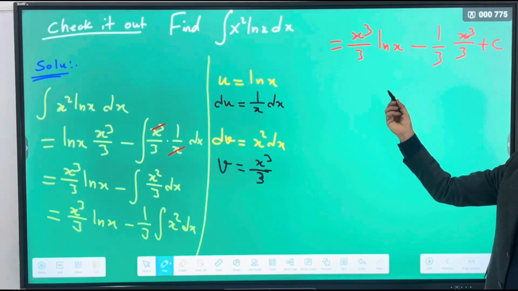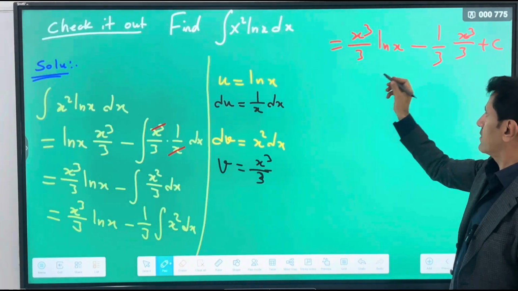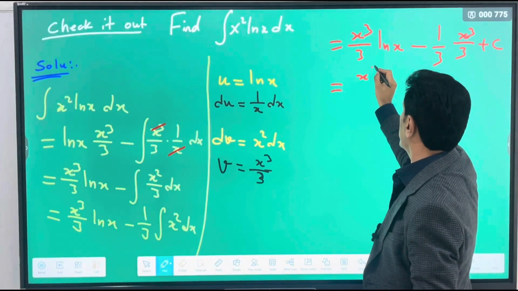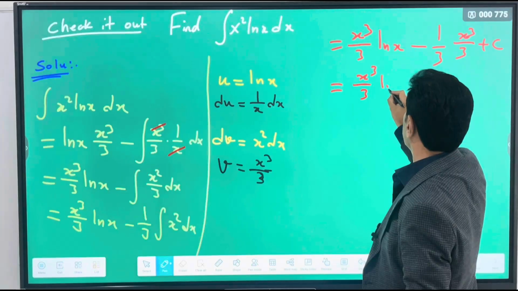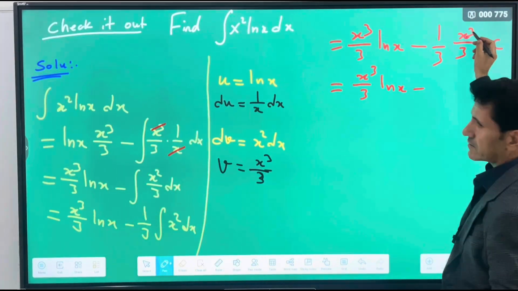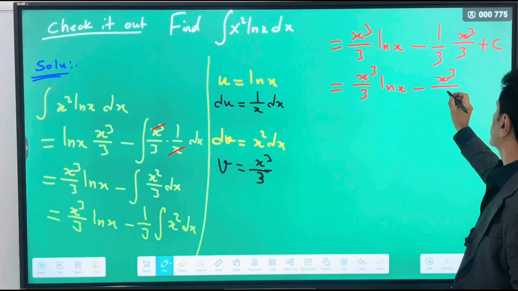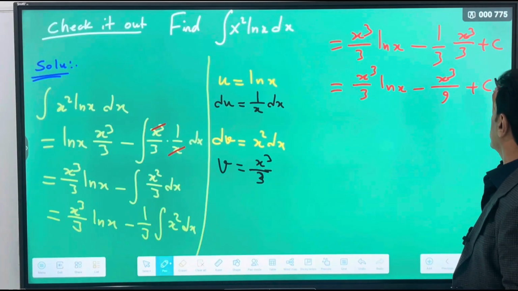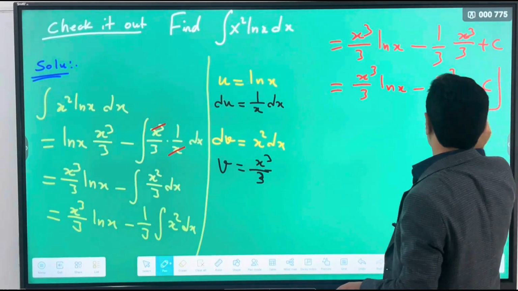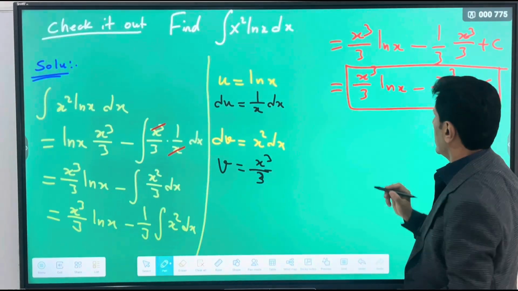Guys, also we can make a simplification. It's easy. It's going to be x to the power 3 divided by 3 ln x minus, numerator times numerator is going to be x to the power 3, and denominator times denominator is going to be 9, then plus the constant of integration, which is c. So this is the solution for the check it out.